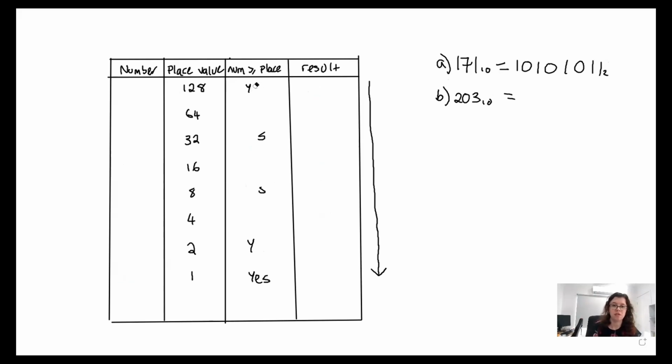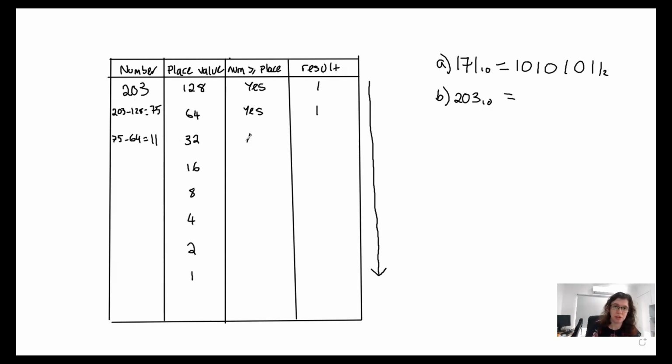Those, and get rid of those. So our next number, 203, we start by asking the question, is that greater than 128? Yes, so it gets a 1 bit. So 203 minus 128 gives us 75. Is 75 greater than or equal to 64? Yes, it is. So another 1 bit. So then we do 75 minus 64, which gives us 11.